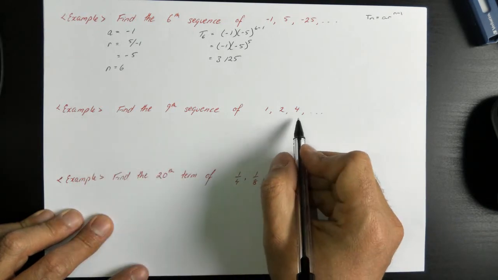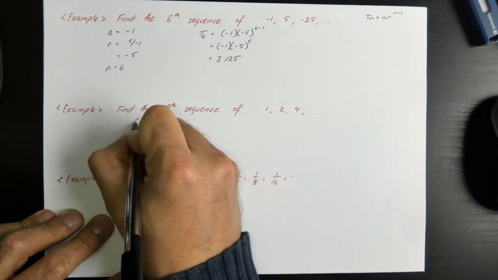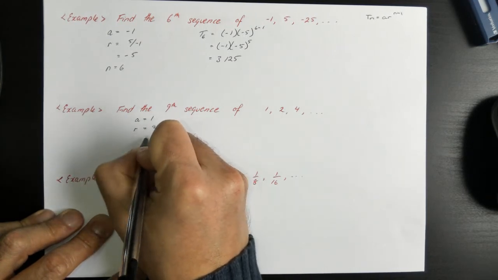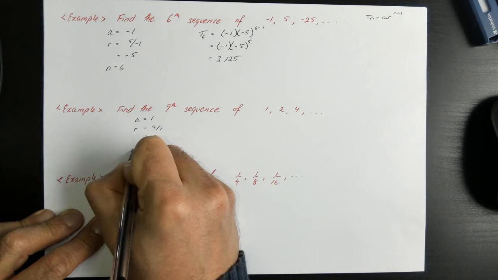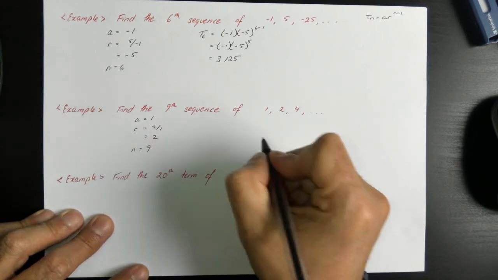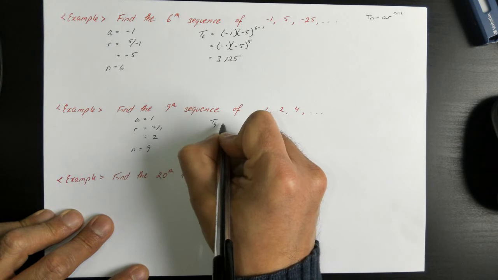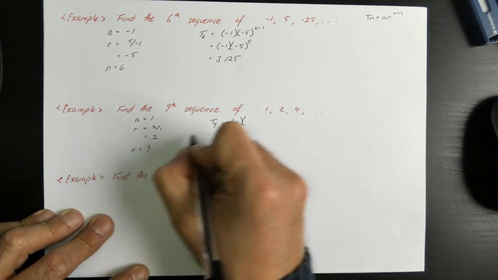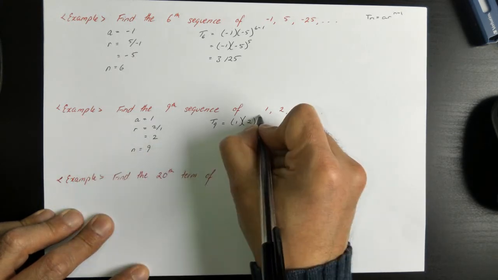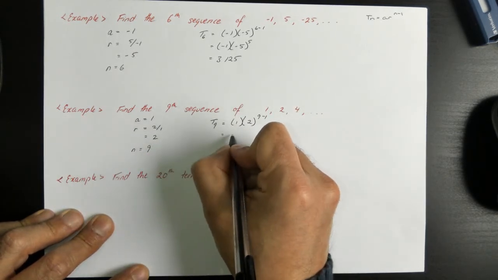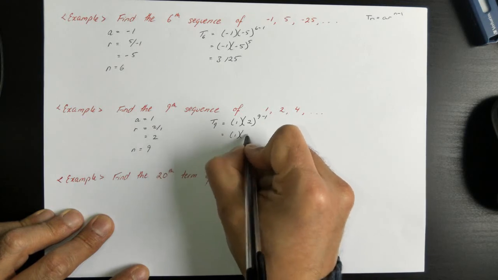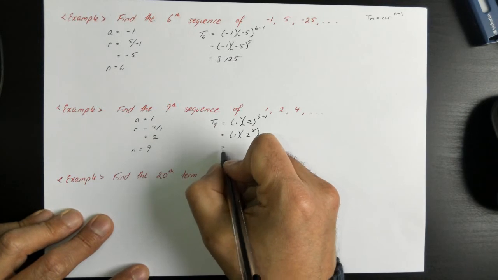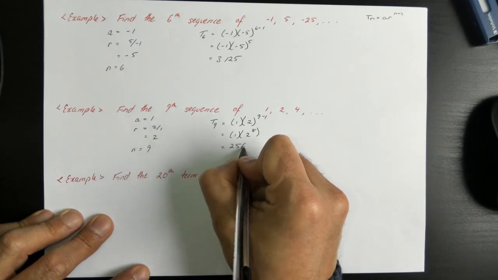Alright, so here, 1, 2, 4, A is 1, R is 2 over 1, which is 2, and n is 9. So T9 is equal to 1, that's A, times R, which is 2, to the power of n minus 1, which is 9 minus 1. So that's 1 times 2 to the power of 8. If you plug that into your calculator, you will get 256.